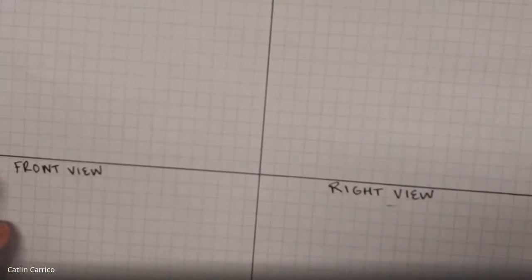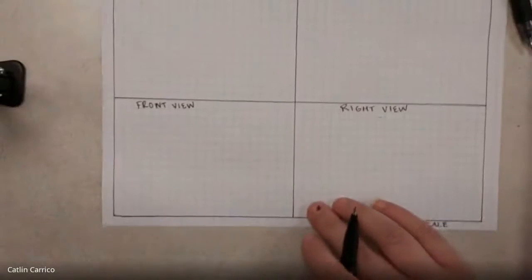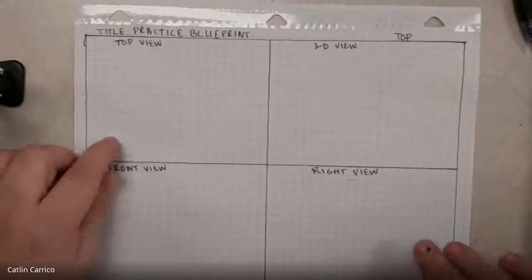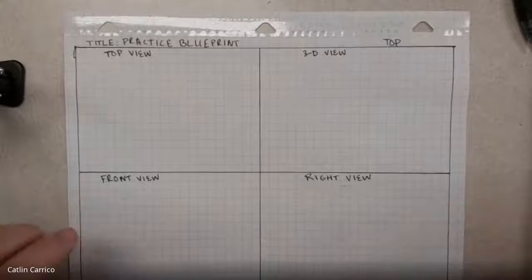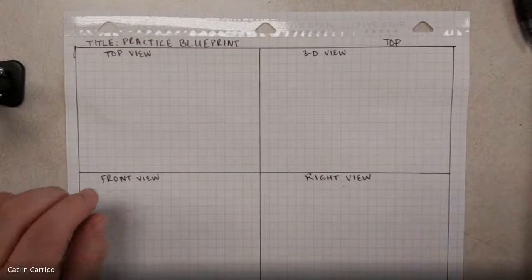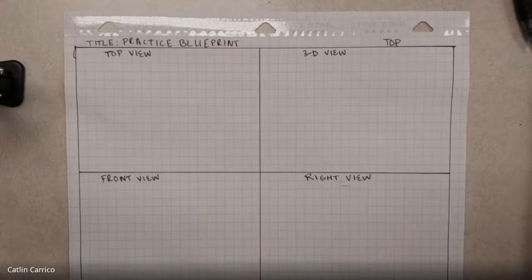You may have an additional blueprint page for a build where your right and left views are different, but cross that bridge when we get to it. So you should have top view, 3D, front, and right view. And we are going to do an example of one. Get something for us to draw. Here's something easy.